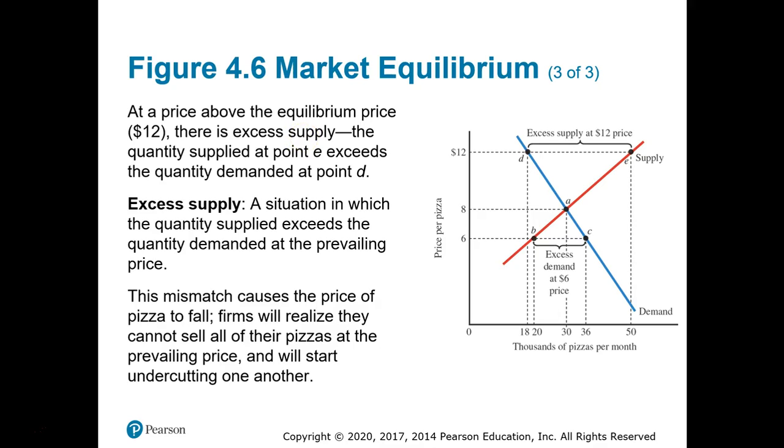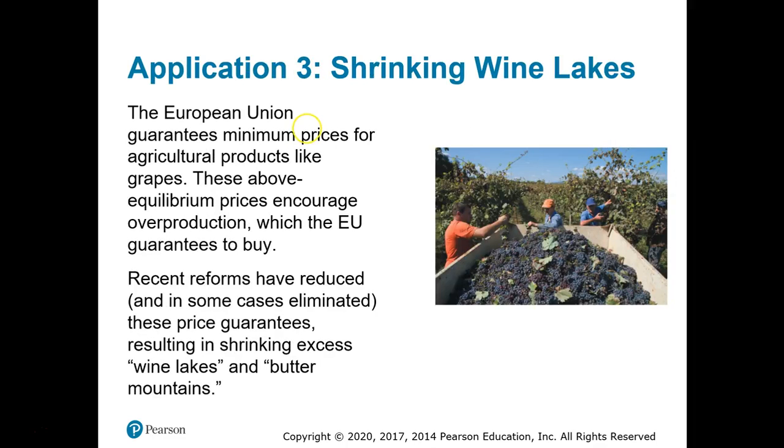That's when you have to add the weight of price downward on supply. How do we apply this? All right, so the European Union guarantees minimum prices for agricultural products like grapes. These are above the equilibrium price, encouraging overproduction, which the EU guarantees to buy.